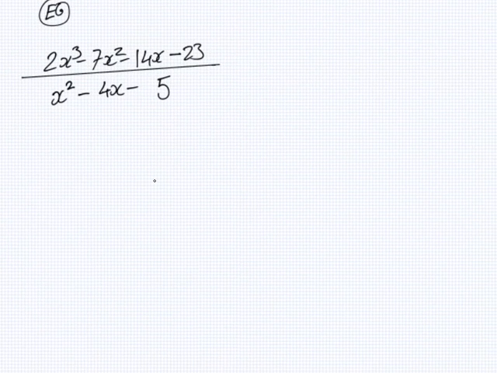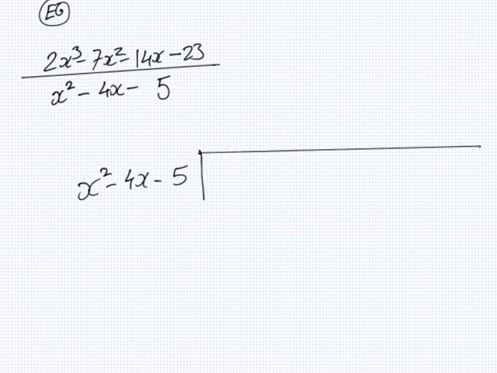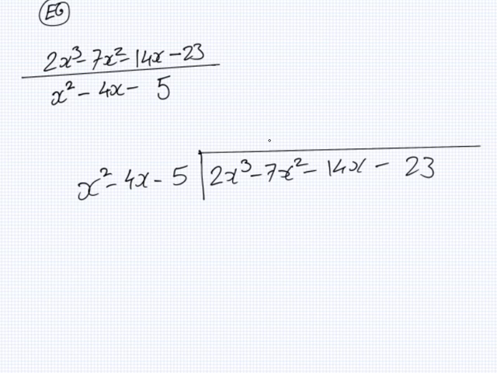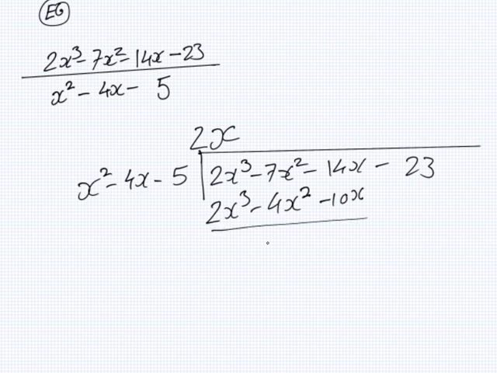Back to the question, though. So we divide x squared minus 4x minus 5 into 2x cubed minus 7x squared minus 14x minus 23. So what do we have here? 2x. 2x cubed minus 8x squared minus 10x, right? Minus 3x squared minus 4x minus 23.